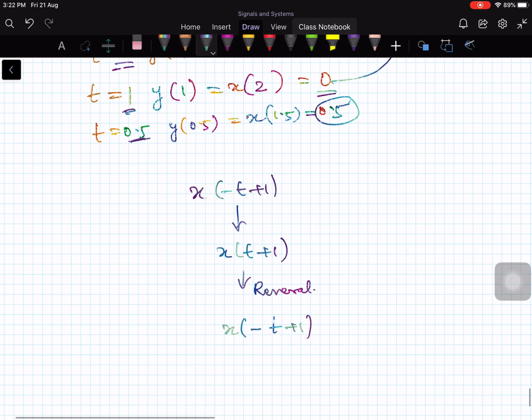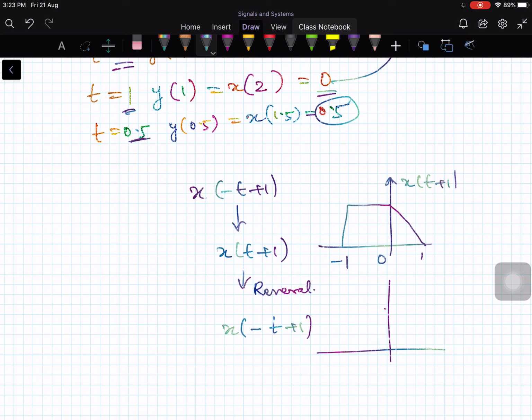Now this one is like this, minus 1, 0 and 1, x of t plus 1, then you flip over. So what will happen? This will be like this. This is x of minus t plus 1. This point is 1, this is 0, minus 1, and this is the time axis.